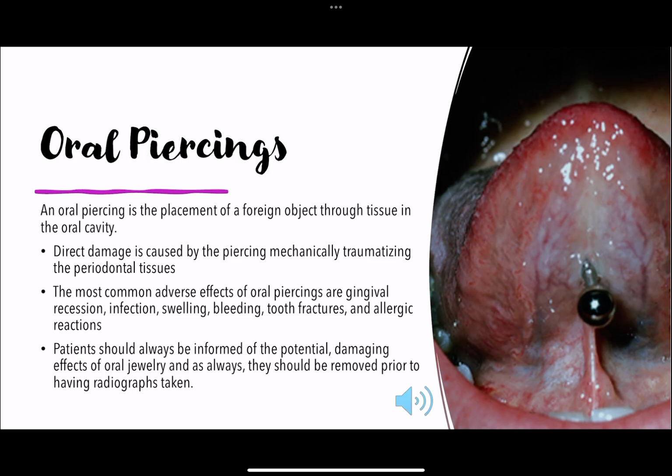Patients should always be informed of the potential damaging effects of oral jewelry, and as always, they should be removed prior to having radiographs taken so that they don't disturb the radiograph quality.